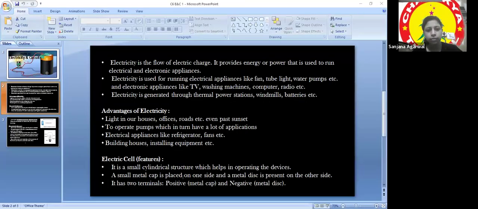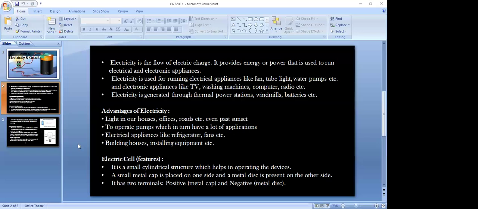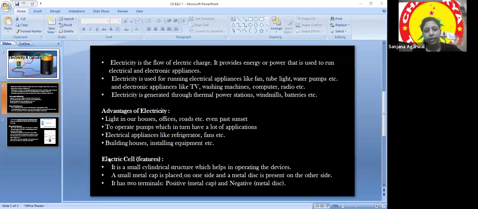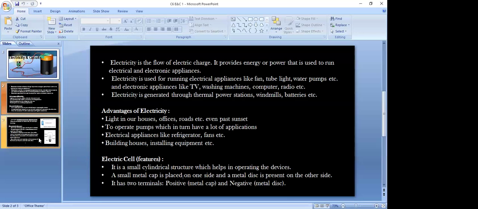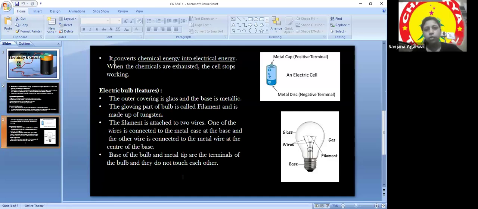I'm sharing the PPT. Is it visible? Yes, ma'am. Okay. Yesterday we were doing electric cell features. So electric cell, the last point is, it converts chemical energy into electrical energy. When the chemicals are exhausted, the cell stops working.